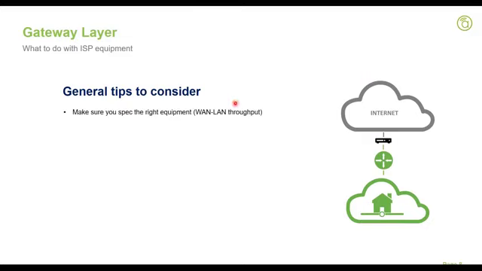So here are some general tips and tricks that you need to be aware of when you think about that layer, the gateway layer. Make sure you spec the right equipment. Look at the WAN to LAN throughput. Our current 300 series router is capable of doing up to 500 megabit per second WAN to LAN. One of the high frequency questions that I get is, hey, are you going to come up with a higher end router to do 1 gigabit per second for those Google Fiber and AT&T Fiber ISPs? The answer is yes. We're in development, but stay tuned for more information on that.